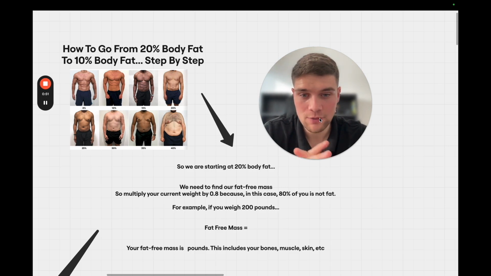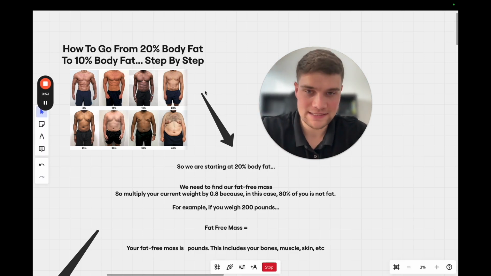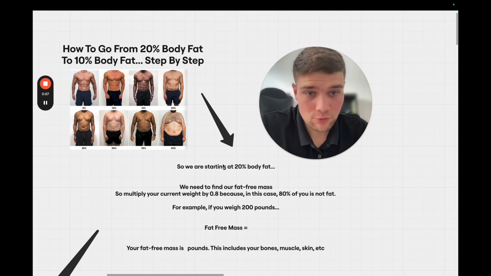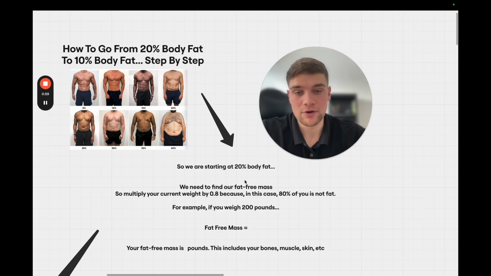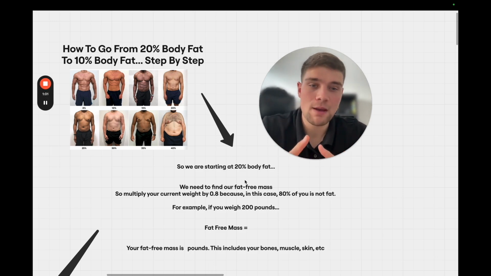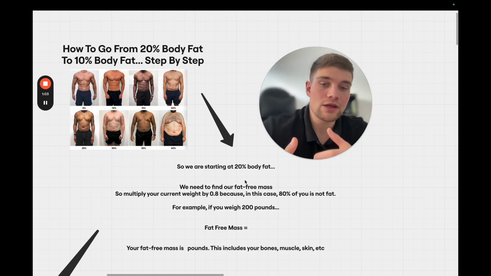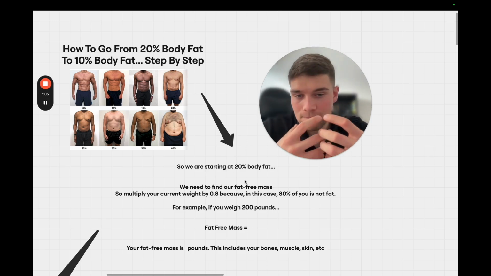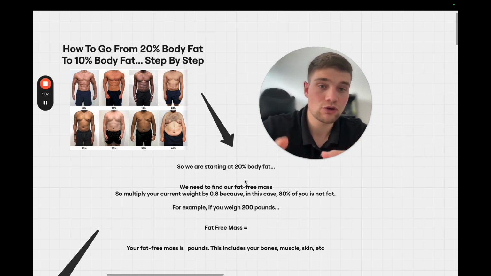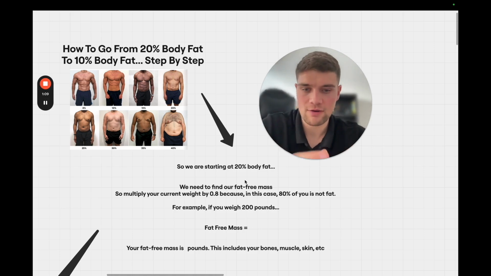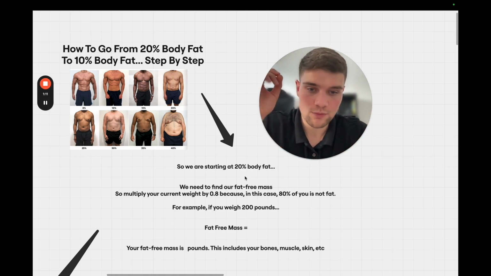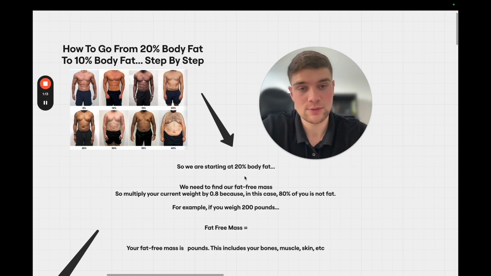So in this video, we're going to break down how to go from 20% to 10% body fat. In this example, we're obviously starting at 20% body fat. You might be around that figure, you might be 22, 25, 30%, you might be 18%. The rules still apply in terms of how you can drop 10%, okay? So we need to figure out effectively how to do that. In this example, though, we are starting at 20% body fat.